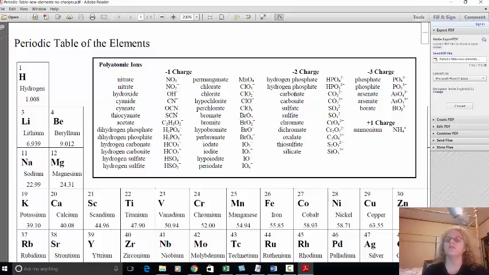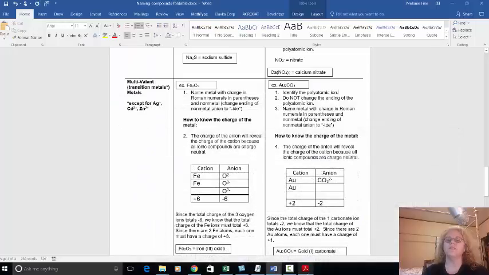CO3. Oh, here it is. Here's a CO2. That's not it. CO3. Okay. Carbonate. So we identified that the polyatomic ion is carbonate. Do not change the ending of the polyatomic ion. Name the metal with the charge in Roman numerals in parentheses and the non-metal.